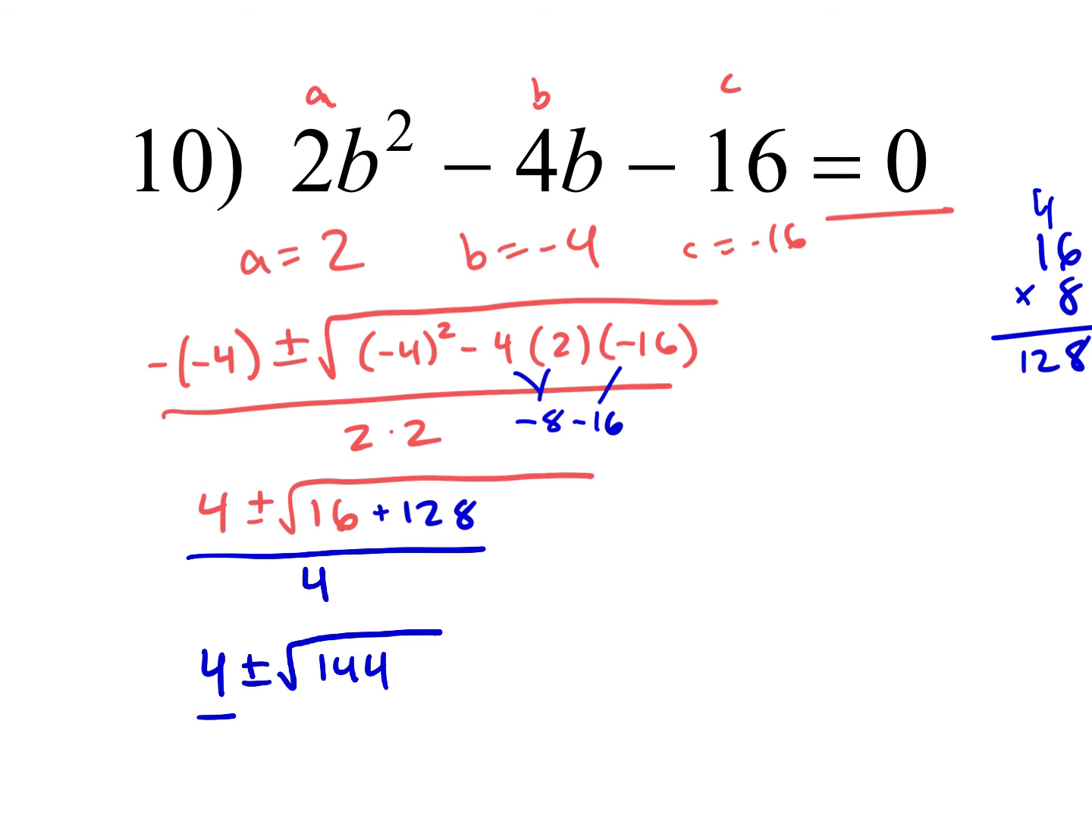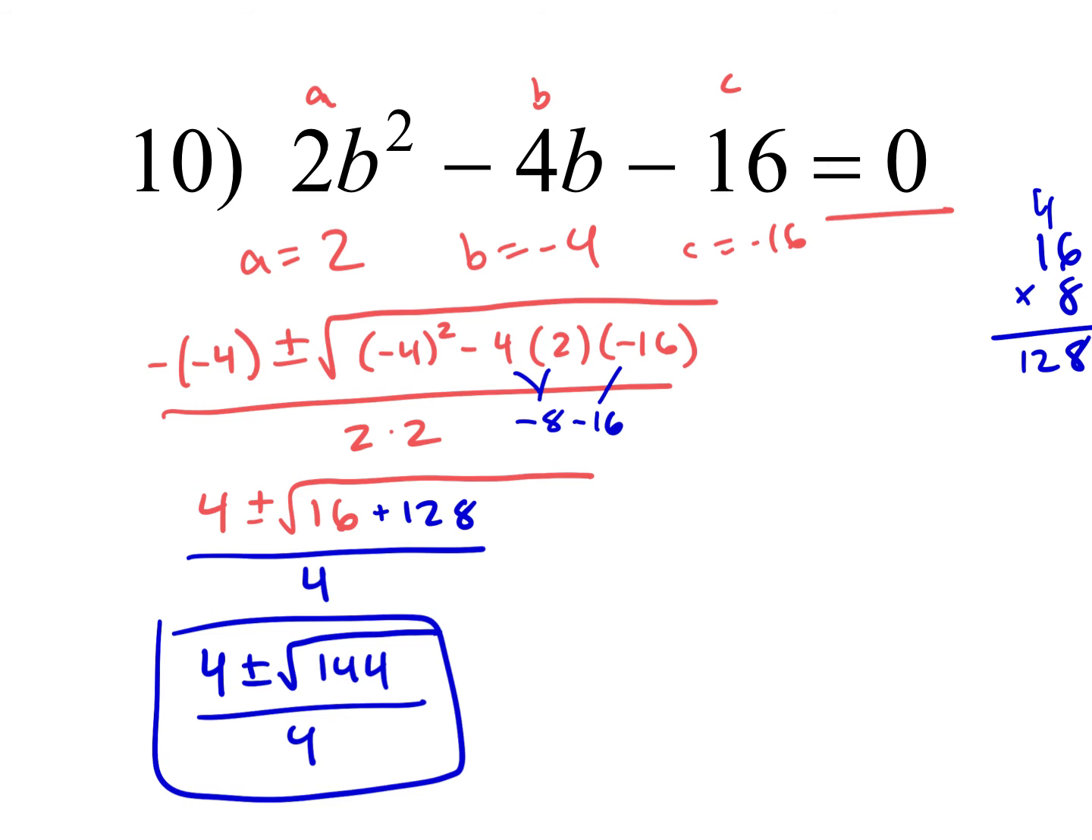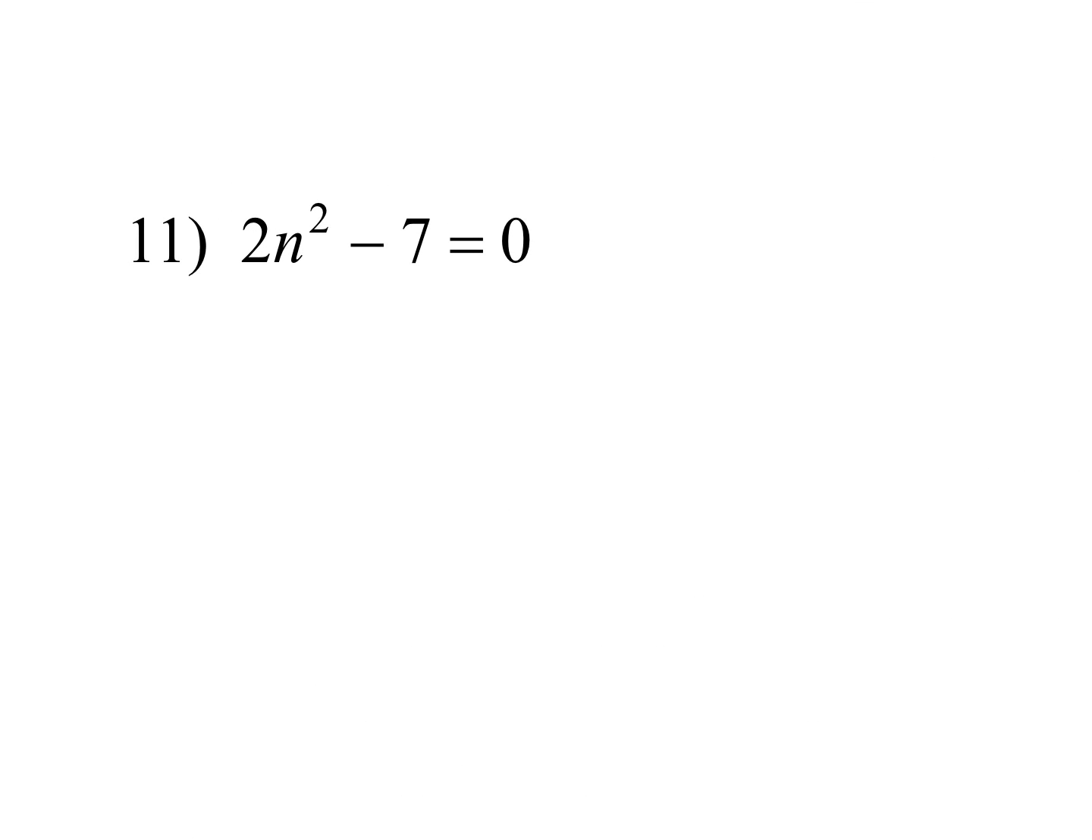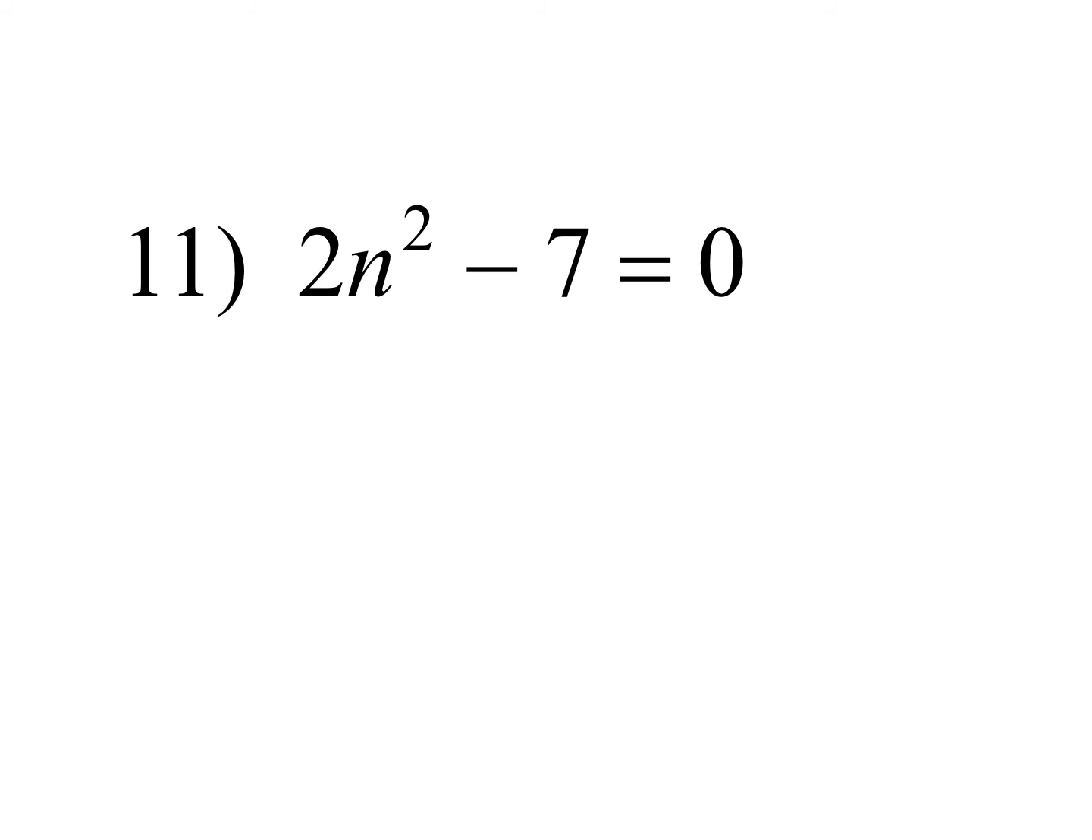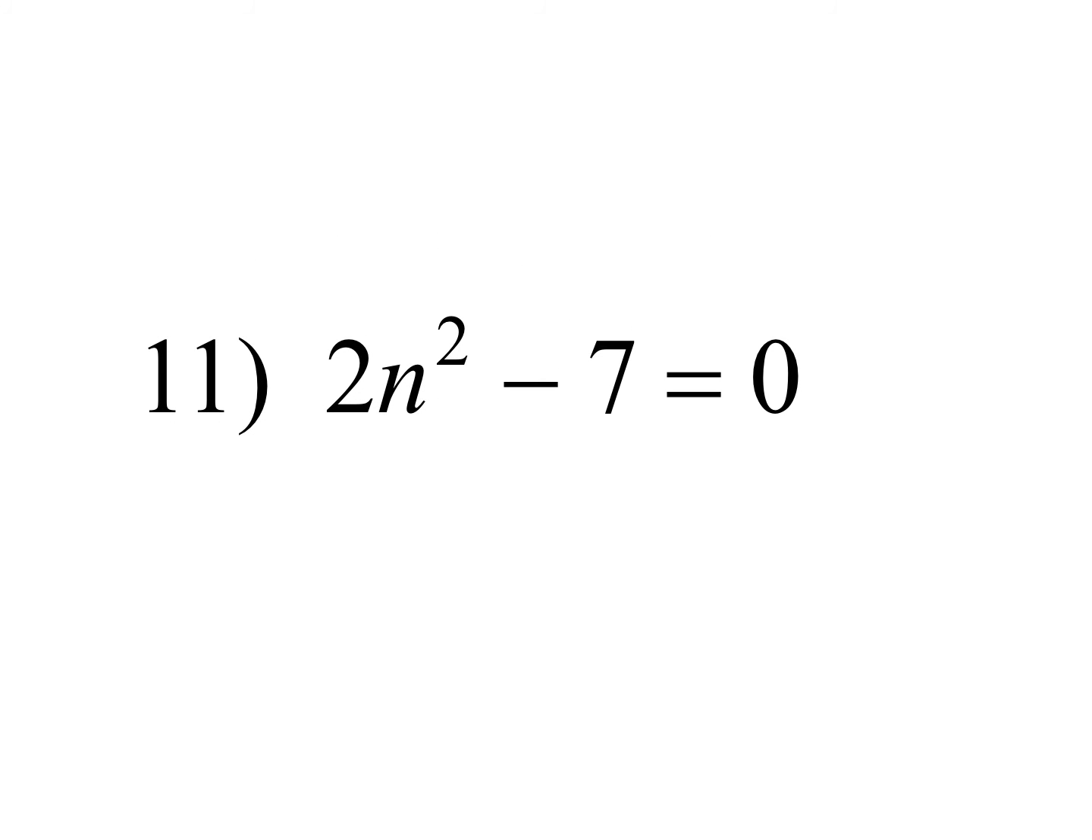144 over 4. So again, just like before, we know the square root of 144 is 12, but you can just leave it like this. You don't have to simplify the square root. Simplify everything under it, but you don't have to get rid of it. So just as a reminder, our formula is negative b plus or minus the square root of b squared minus 4ac over 2a.